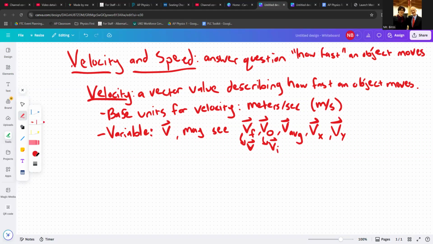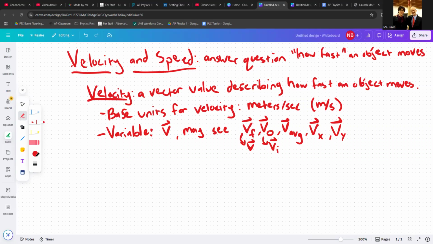You can also start combining these. If you want to know how fast this object was moving horizontally at the beginning of the time period we're looking at, you can combine them into V subscript x subscript 0. We'll start doing that in some of our problems. You could do Vy final or Vx initial, but we don't usually stack up more than two subscripts.